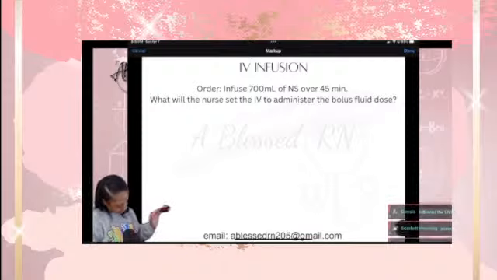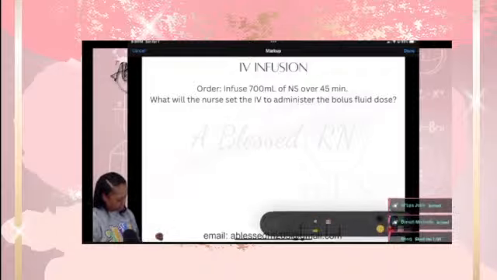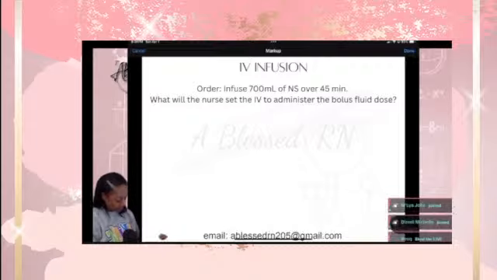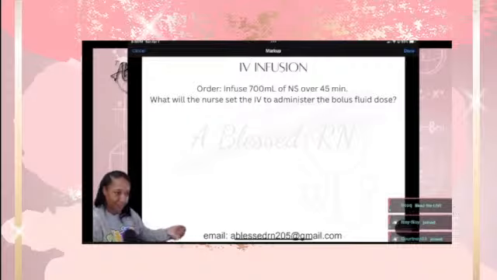So IV infusion. Okay. The order is to infuse 700 mLs of normal saline over 45 minutes. What will the nurse set the IV to administer the bolus fluid dose? Okay. So this one, I was supposed to put pump on there and I inadvertently left it off, but we're going to find milliliter per hour.